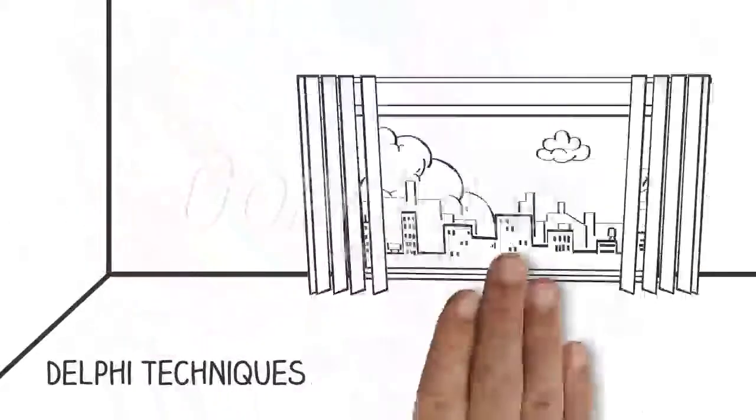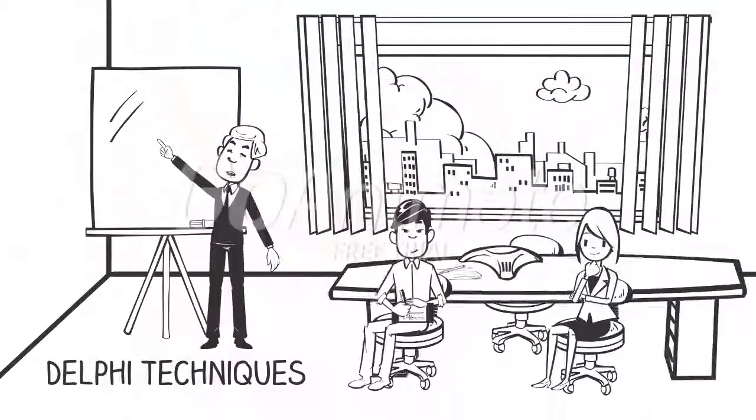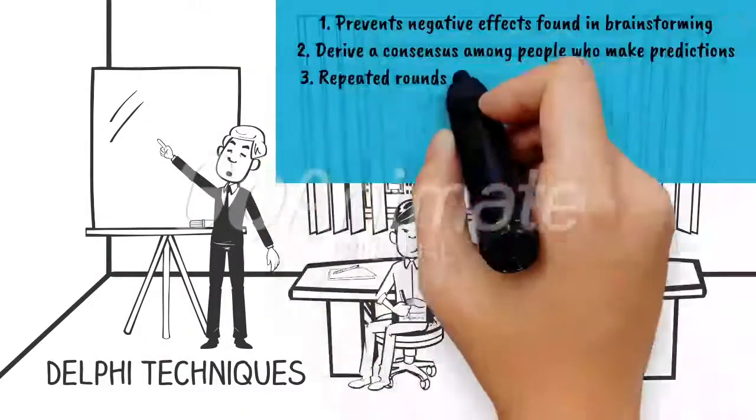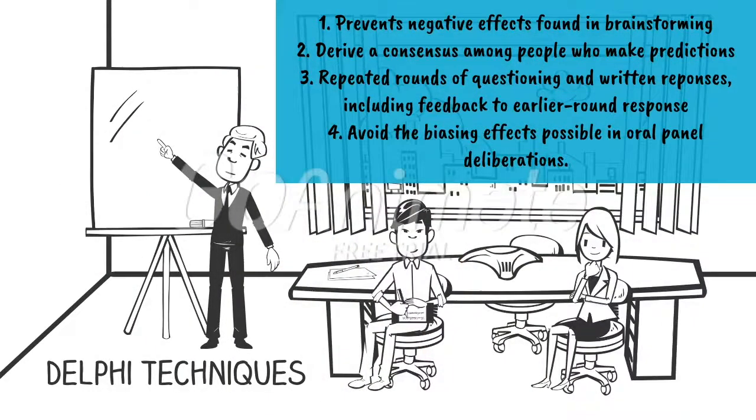The Delphi technique helps prevent some of the negative group effects found in brainstorming. The basic concept of the Delphi technique is to derive a consensus among a panel of experts who make predictions about future developments. It is a systematic, interactive forecasting procedure based on independent and anonymous input regarding future events. The Delphi technique uses repeated rounds of questioning and written responses, including feedback to earlier round responses, to take advantage of group input, while avoiding the biasing effects possible in oral panel deliberations. To use the Delphi technique, you must select a panel of experts for the particular area in question.